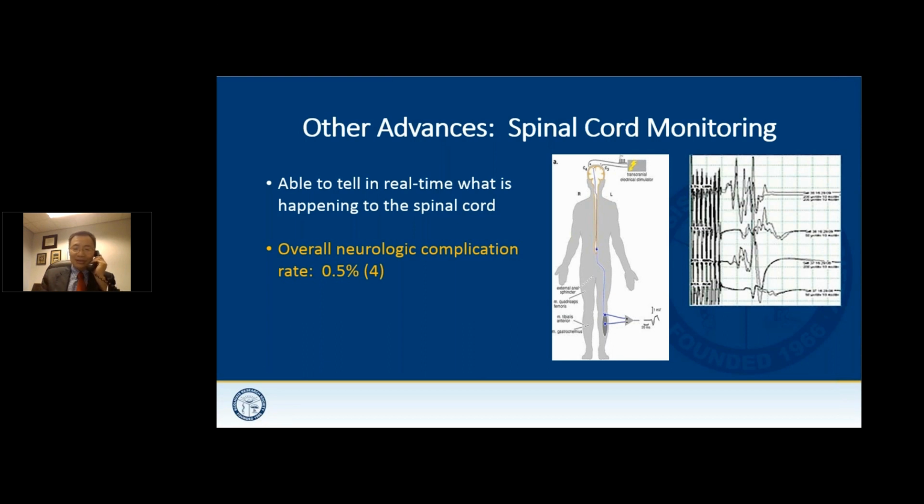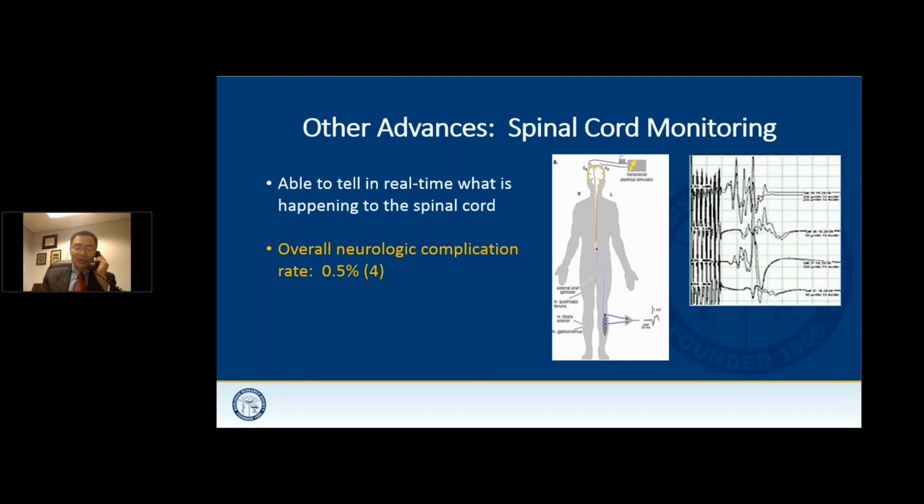Being able to judge the function of these nerves in real time has tremendously increased the safety of this particular surgery. The surgeon will know, hey, these nerves don't like it, and we can take a step back. So overall neurologic complication rates have decreased to about 0.5% for this particular surgery.